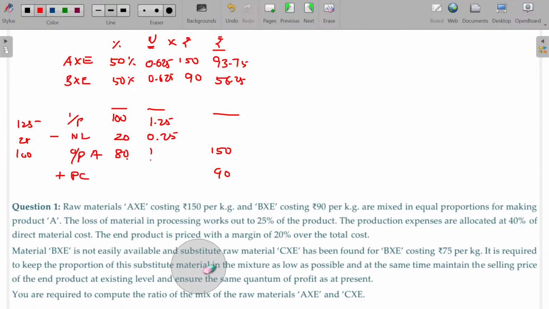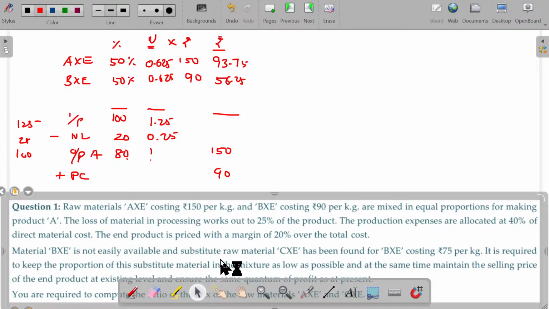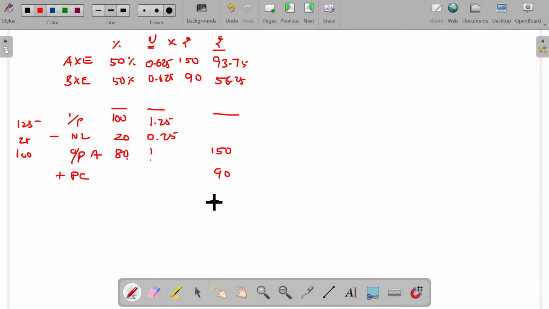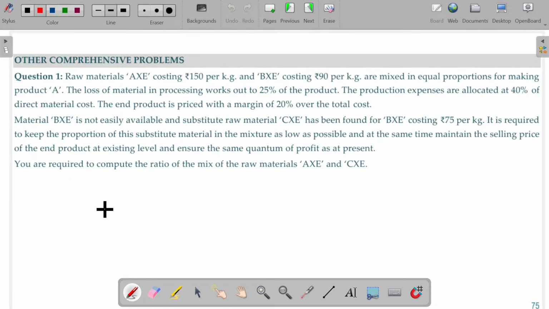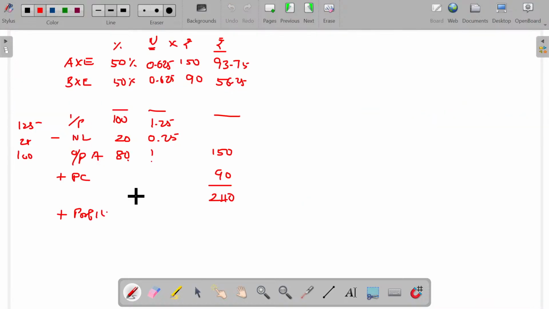Apart from that, the end product is priced with a margin of 20% over the total cost. What is the total cost here? 240. Add profit. Profit will be 20% over the total cost. If the total cost is 100, profit 20, and your sales price is 120. If 100 is equal to 240, then 20 should be how much? Is it 210, right?